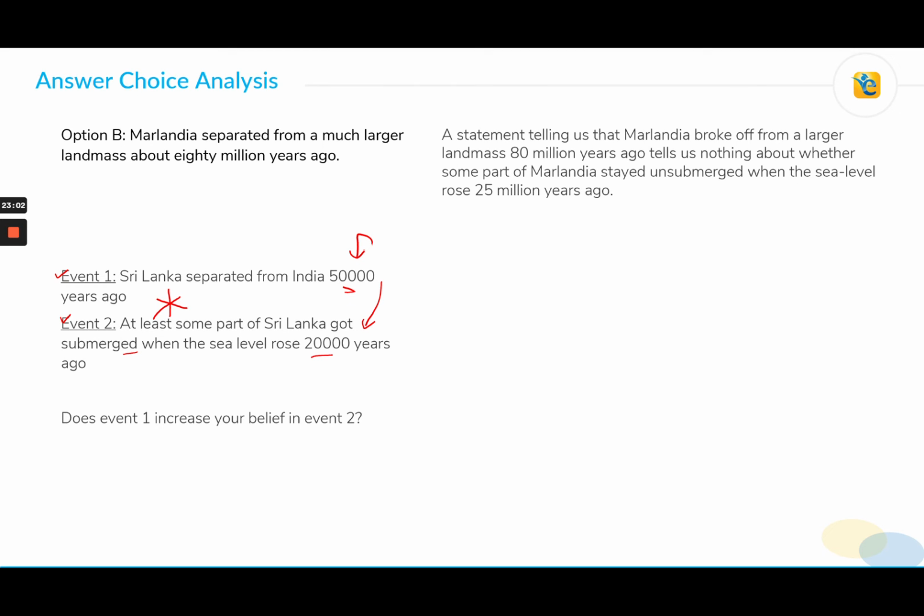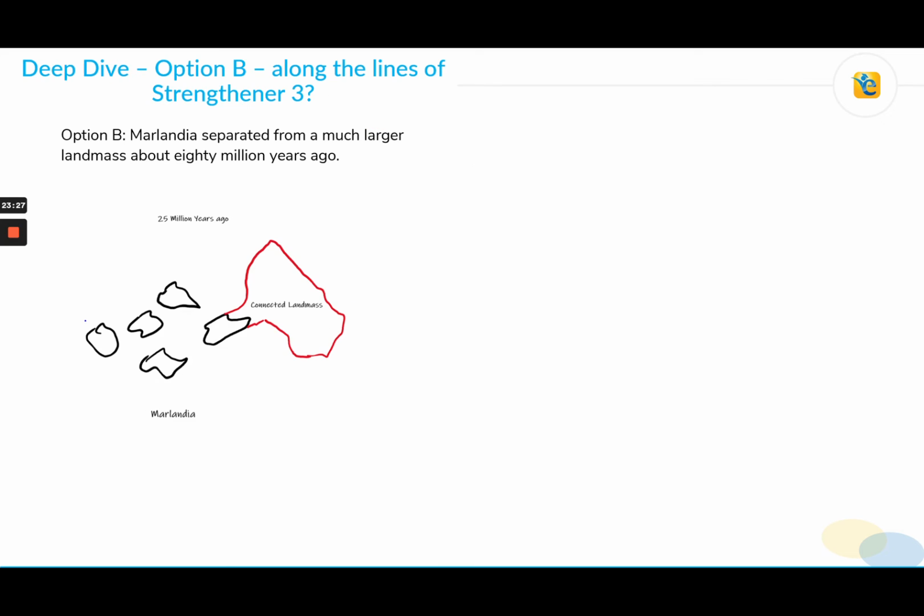Just a statement that tells us that, hey, 80 million years ago, much earlier, Marlandia broke off from a larger landmass. It tells us nothing about whether 25 million years ago some part of Marlandia stayed unsubmerged or did Marlandia entirely get submerged. This statement tells you nothing about the conclusion, which is why it's completely irrelevant. Now, if you chose this, there is a chance that you got confused because this is somewhat along the lines of our strengthener 3. By that I mean it uses the same idea of a connected landmass. So option B also talks about a landmass which was connected, but it was connected 80 million years ago.